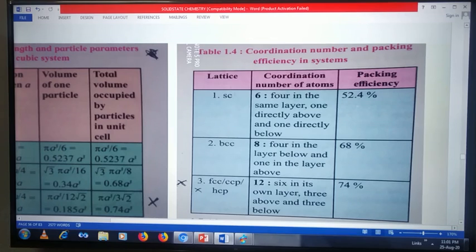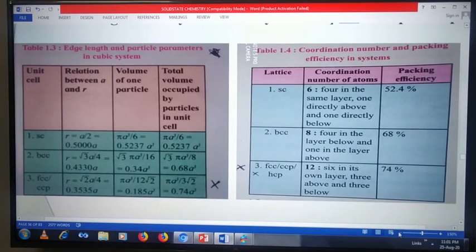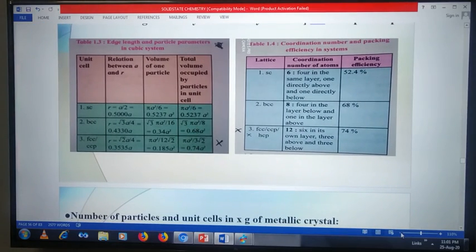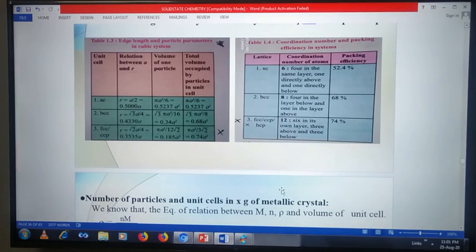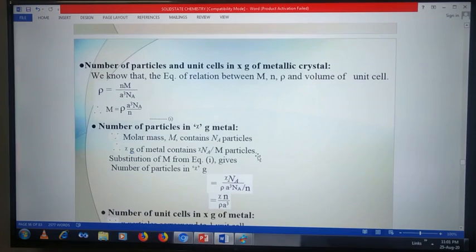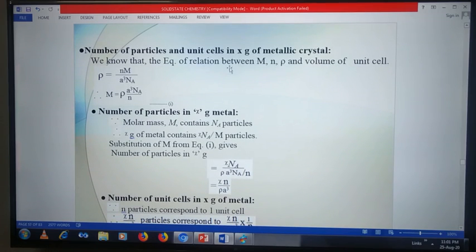So in this way we can observe the relation between the radius, edge length, volume occupied by the constituent particles, or packing efficiency in that particular type of lattice. Now here we are going to calculate how many particles and unit cells are present in a particular amount of a metallic crystal. Suppose its weight is given in grams. From that weight, it is possible to calculate how many particles and unit cells are present in that metallic crystal.